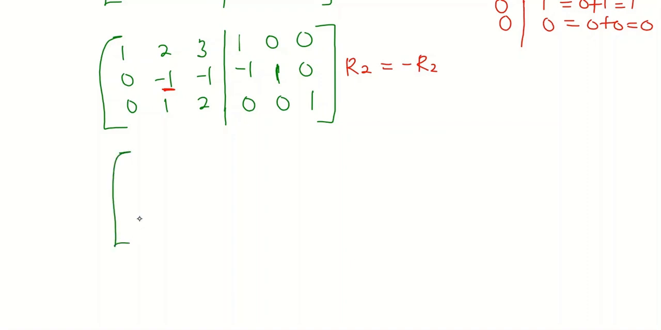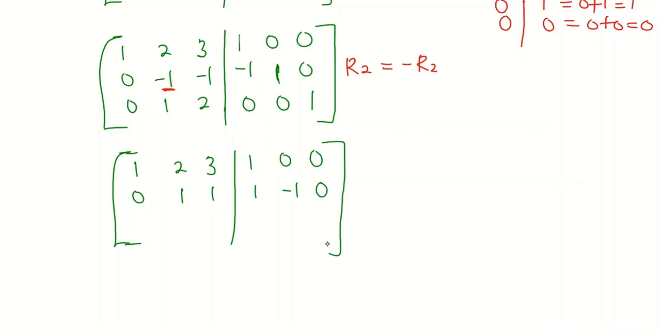So in that case, it also means that we're going to maintain the same values for row 1. In row 1, we have 1, 2, 3, 1, 0, 0, and for row 2, 0, 1, 1, 1, -1, 0. And row 3, maintain the same values, and we have 0, 1, 2, 0, 0, 1.